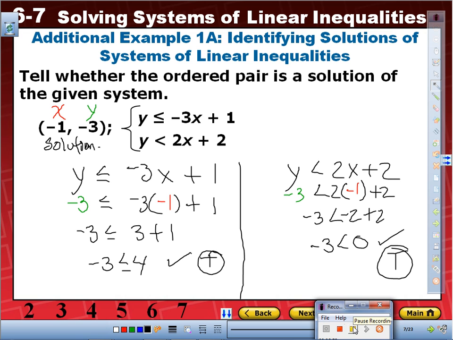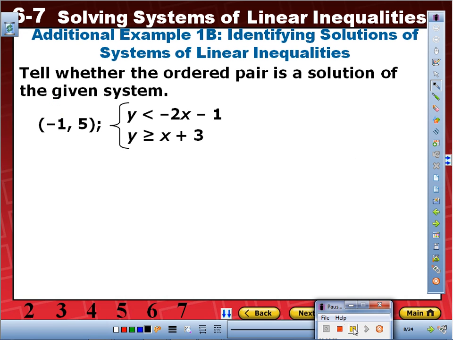Example number 2. Okay, copy this one. Example 2, or 1B, my bad, 1B. And the point given, you don't have to copy the words anymore. You already have them, right? But just copy the point. The point that they give us is negative 1, 5. And the system is y less than negative 2x minus 1 and y greater than or equal to x plus 3.